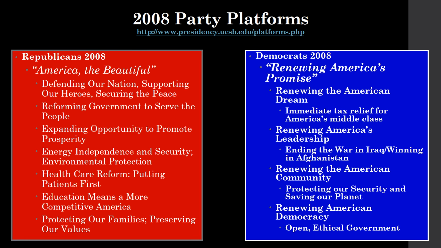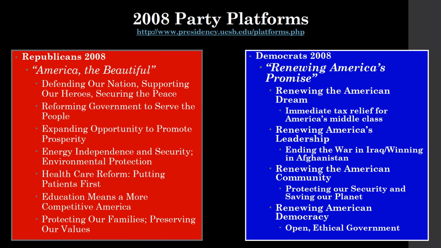And this is another example of just some of the planks. I don't know if Mr. Davila said different parts of the platform are called planks. This is more of a general synopsis of the Republican and Democratic platforms from 2008. You can see they also have a title. You see something very hopeful sounding: America the Beautiful, or Renewing America's Promise, but a lot of these things are sort of generic in some cases.